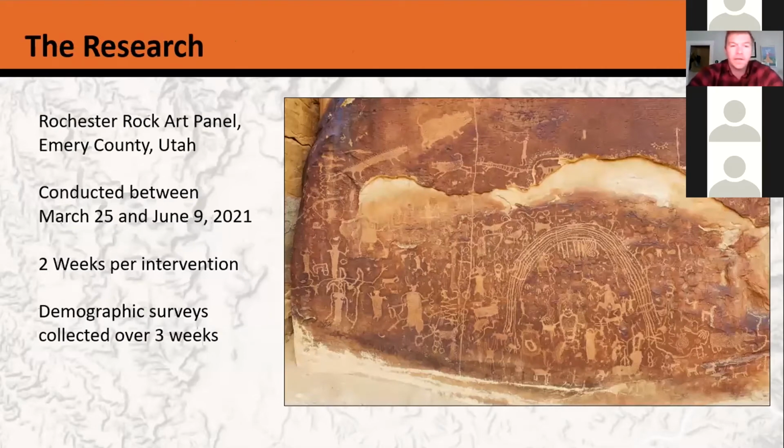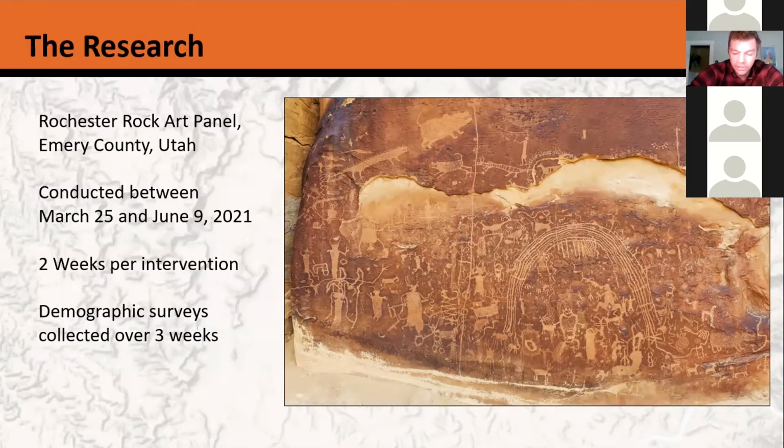So the rock art panel that I chose for my research setting is the Rochester panel in Emery County. This site was recommended by the Bureau of Land Management in Price. This panel is associated with the Fremont culture that lived in the region 700 to 1500 years ago. I collected data between March 25th and June 9th of this year.